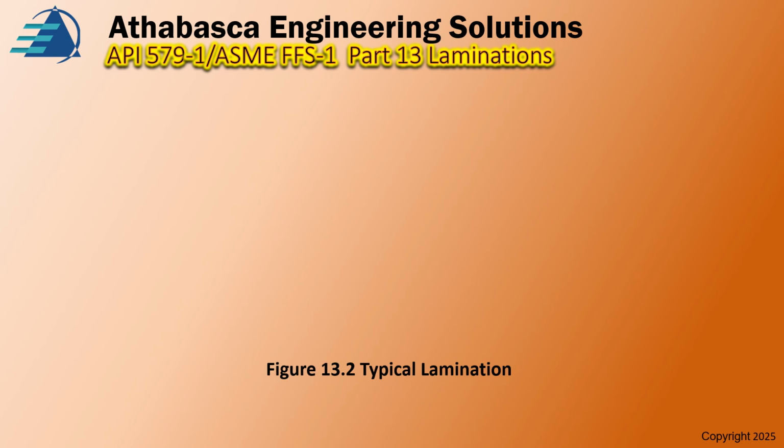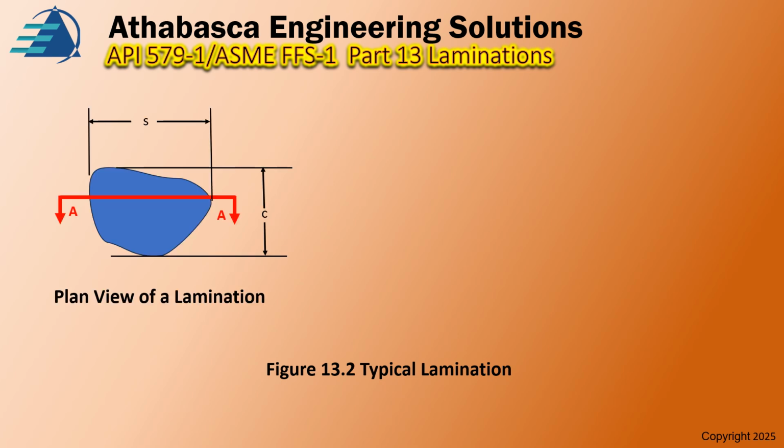Now Figure 13.2, a typical lamination that's found in Fitness for Service 1. I left that out of episode 1 because it's more practical to put it here. Let's take a look. This is a plan view of the elevation looking from the outside or from the inside. That great big blue blob you see there, that's the flaw. And this is a critical dimension. This is S and C.